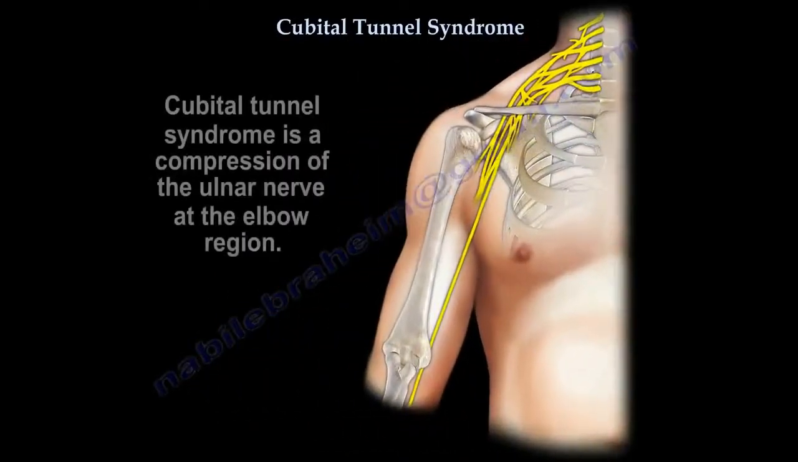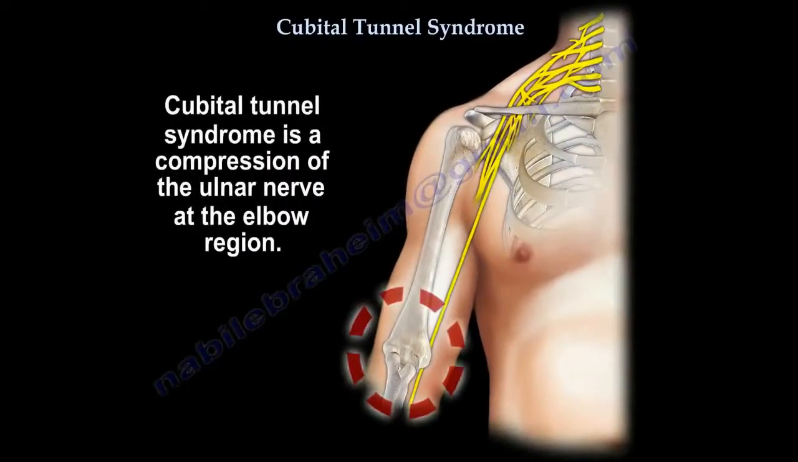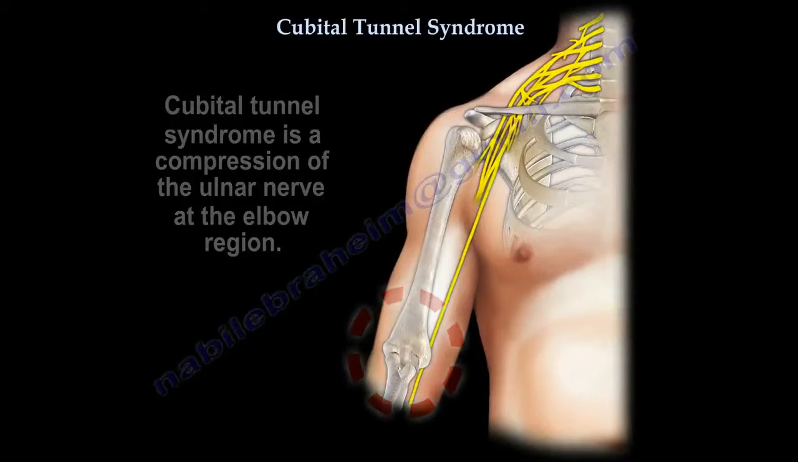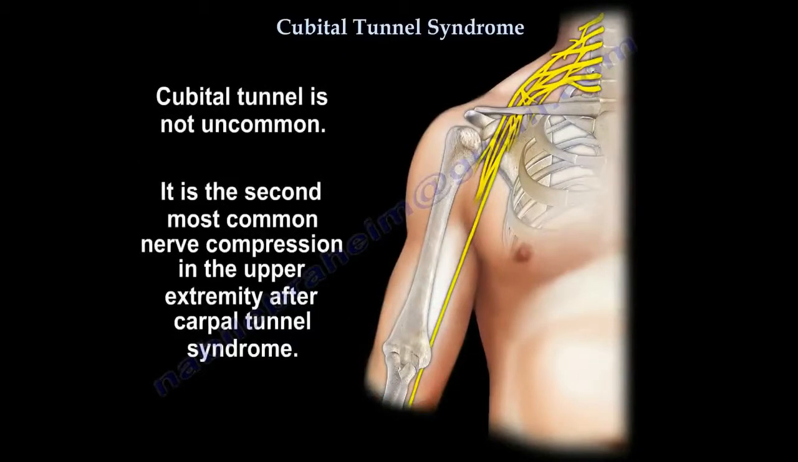Cubital tunnel syndrome is a compression of the ulnar nerve at the elbow region. Cubital tunnel is not uncommon. It is the second most common nerve compression in the upper extremity after carpal tunnel syndrome.